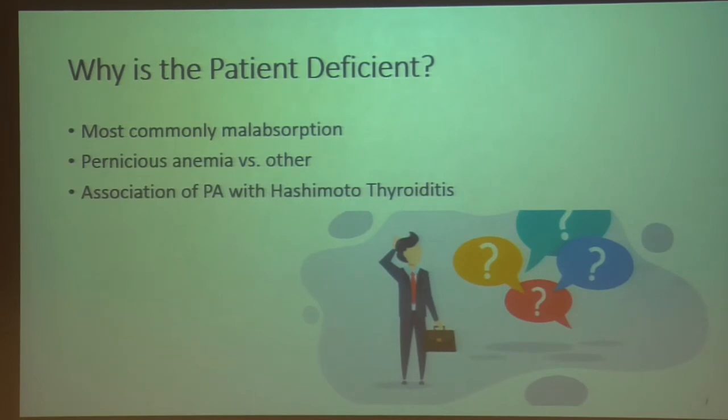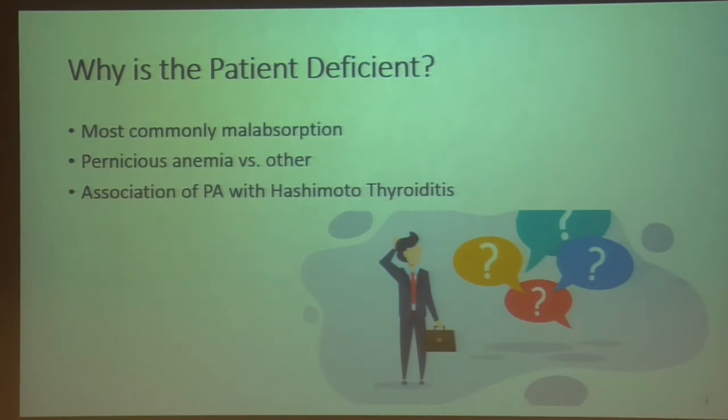But most patients who are deficient in B12 are deficient because of malabsorption. Now that may be because of pernicious anemia and autoantibodies to intrinsic factor, it may just be related to other things, but it's almost always malabsorption. There is an association of pernicious anemia with Hashimoto's thyroiditis, so that's important because when I see patients with Hashimoto's, I've got to think about B12 deficiency and vice versa.